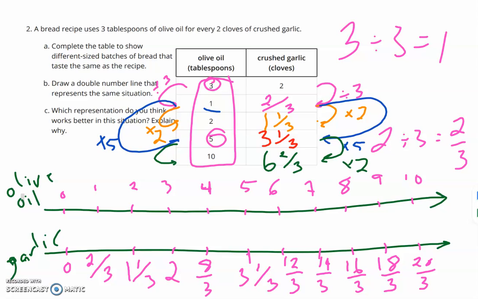Honestly, I think the double number line works better, because we could figure out what we're counting by and then count by it. This math was sort of challenging when we had to keep multiplying fractions. And in the double number line, you don't really have to multiply fractions. You can just count by 2/3. 2, 4, 6, 8, 10, 12. Yeah, I'm going to go with the double number line.